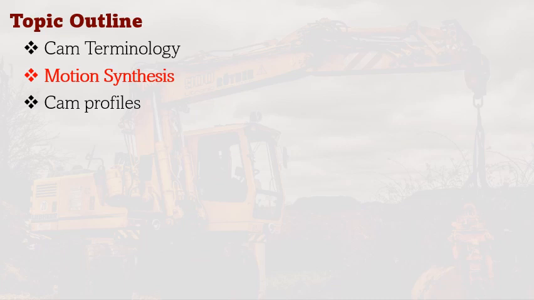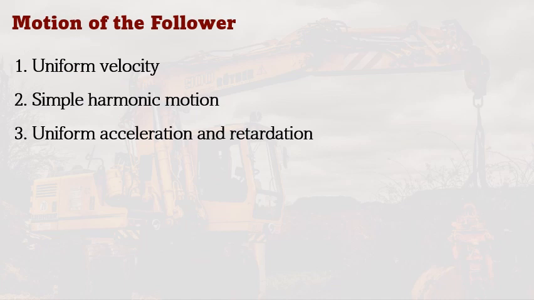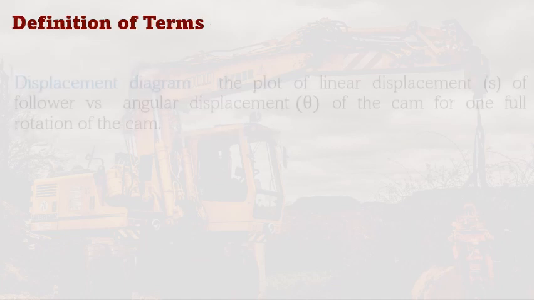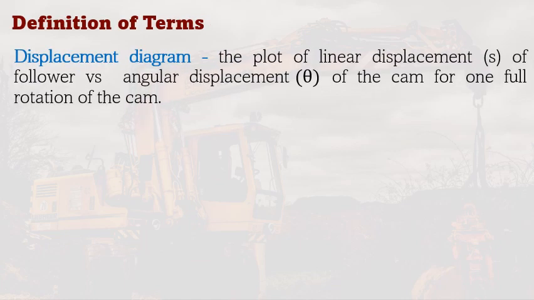Now that we learned the different cam terminologies, let us deal with motion synthesis. For motion of the follower, it can either be uniform velocity, simple harmonic motion, and uniformly accelerated and retardation. Some of the terms that will help us in motion synthesis are the displacement diagram, which is the plot of the linear displacement of follower versus the angular displacement of the cam for one full rotation of the cam.